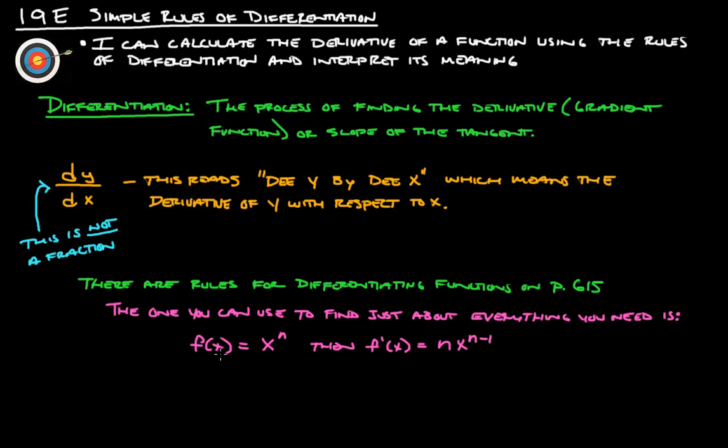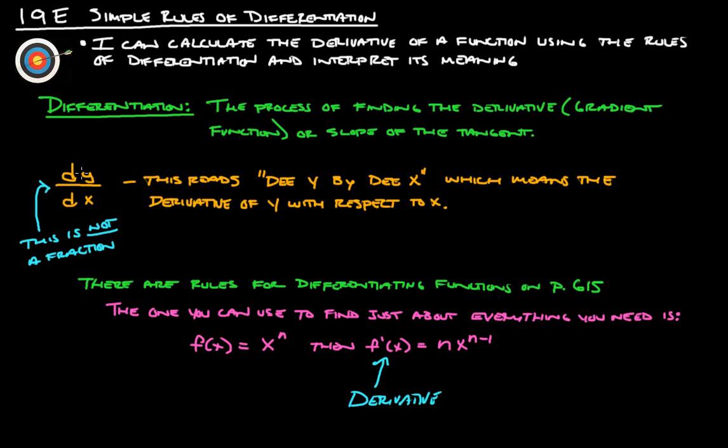So f of x equals x to the n power. That's our function. Then we say f prime of x, and this f prime of x stands for the derivative. So f prime of x is the derivative, dy over dx is the derivative, and I'll try to show you a different way of notating the derivative.